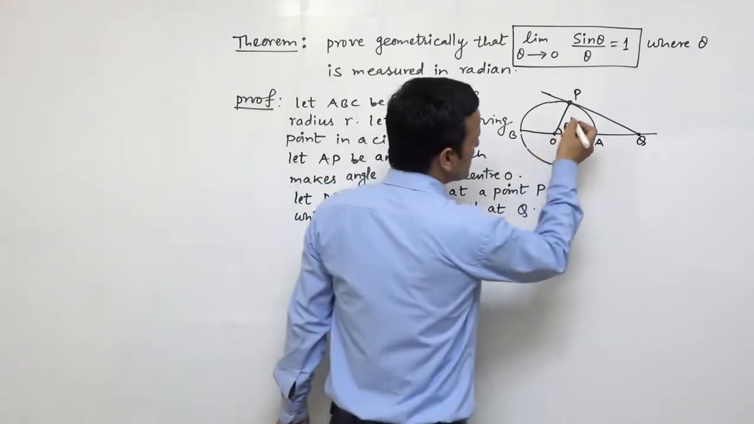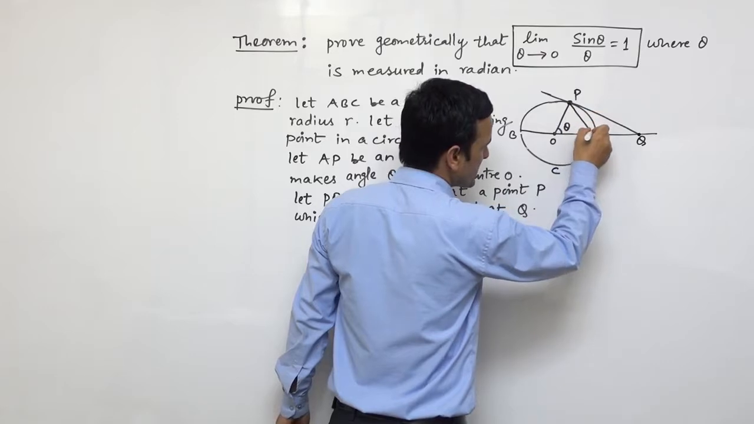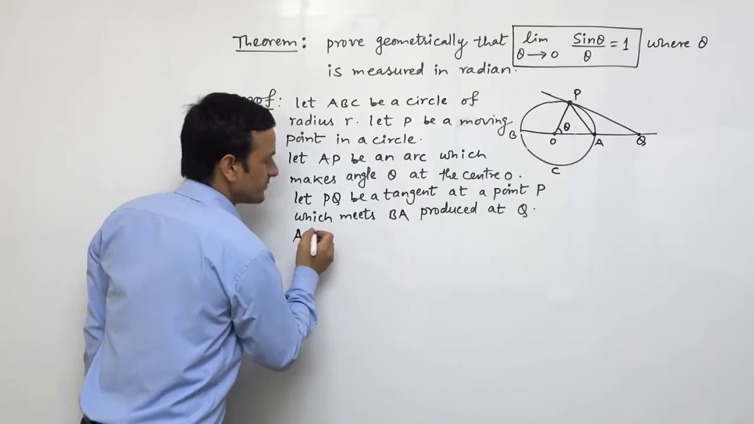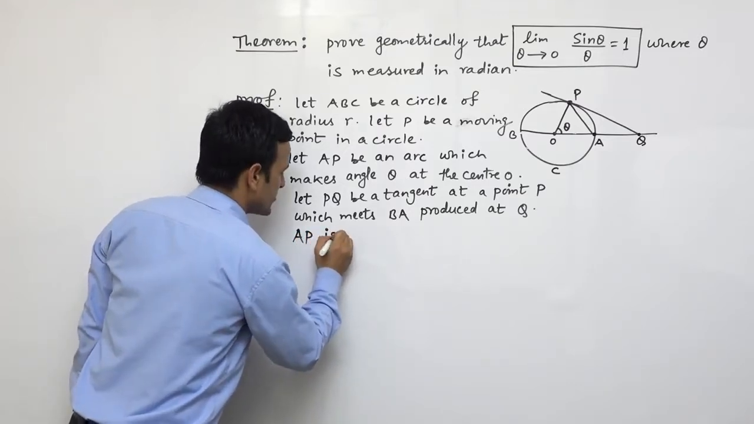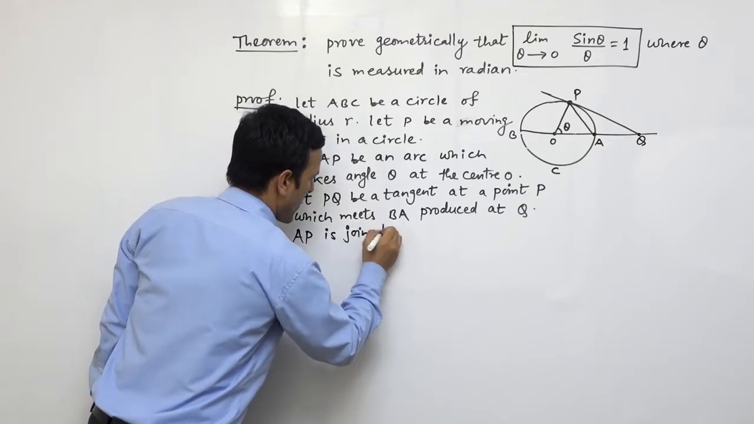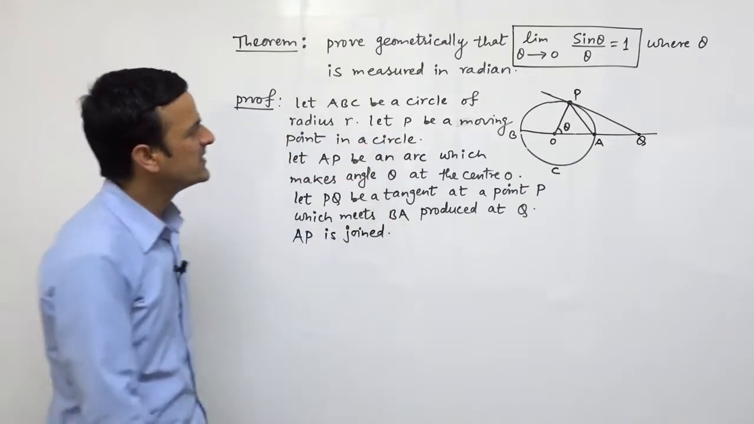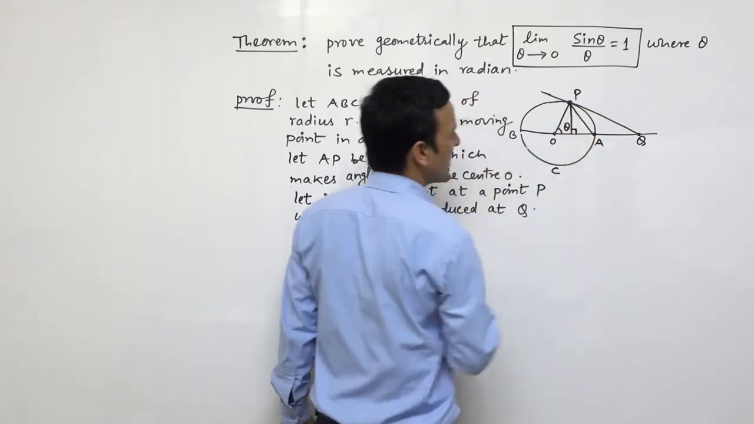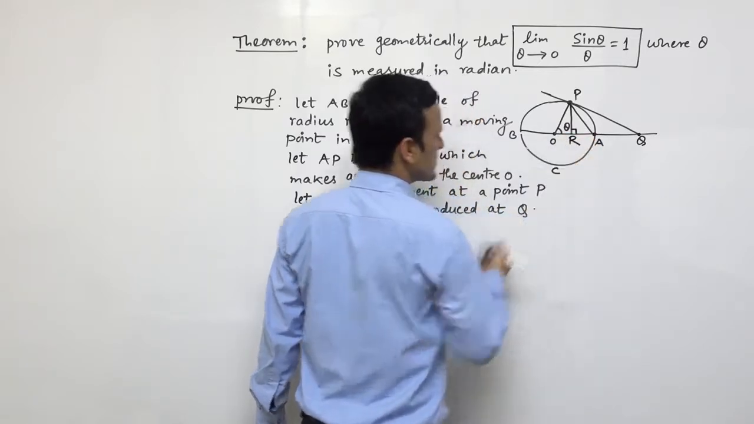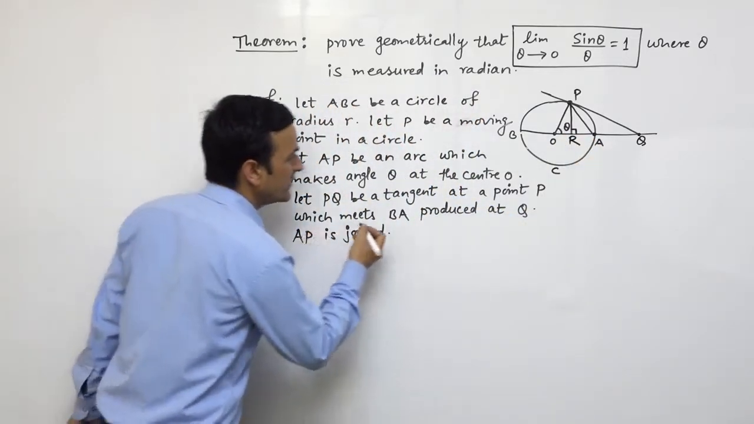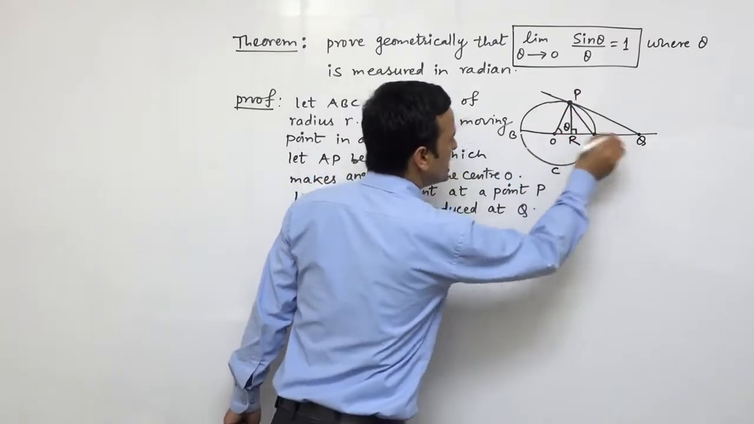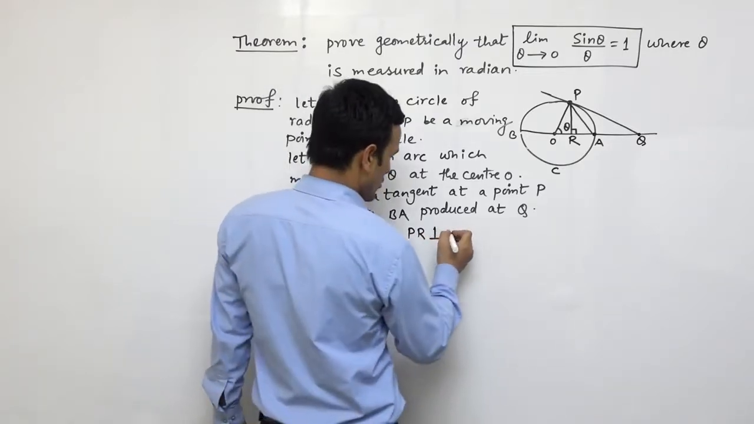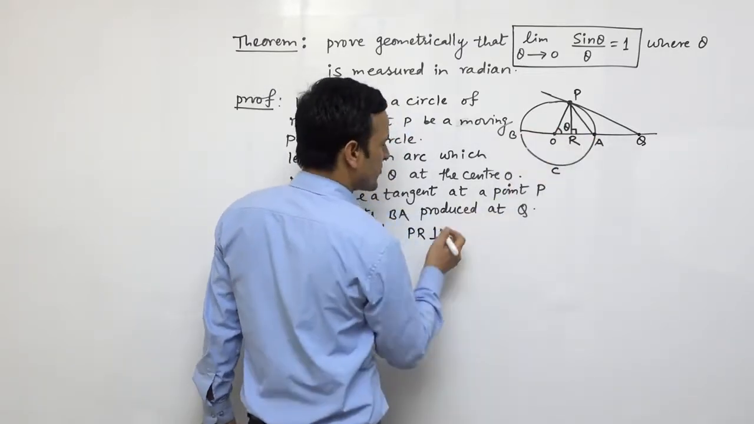Now we can join A and P like this. Join this A and P. Now AP is joined in the figure, and we draw this. This is the right angle triangle. So this is PR. Suppose PR is the right angle triangle. This is the perpendicular to this one. Now PR is perpendicular to OA or AB, whatever you write.